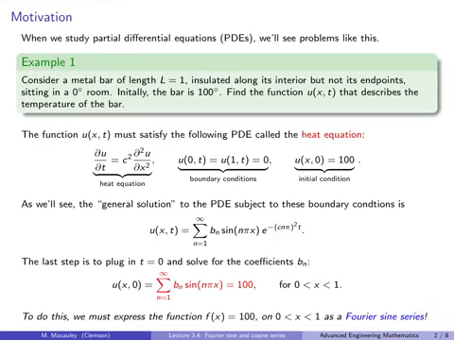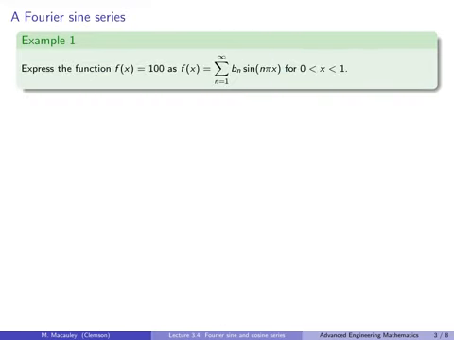So to summarize, in order to solve this initial value problem, we must express the function f of x equals 100 between 0 and 1 as a Fourier sine series. So that is how Fourier series come up in partial differential equations and models of things like the heat equation. And that's actually how they were invented, when mathematicians at some point needed to solve problems like this. Okay, so let's do an example. Let's express the function f of x equals 100 as a sum of sine waves between 0 and 1. So how do we do that?